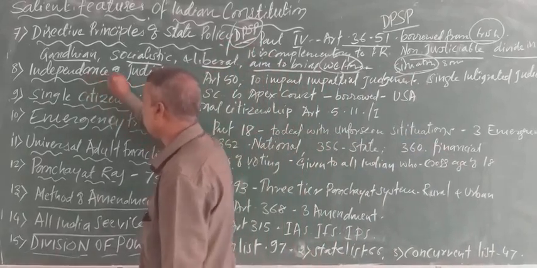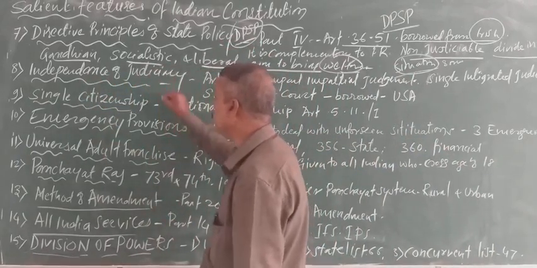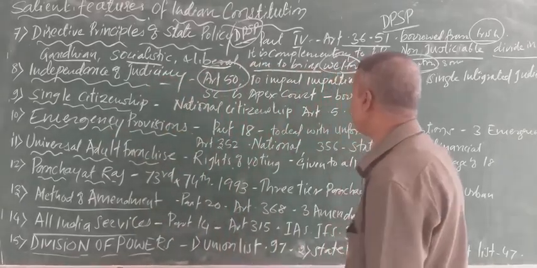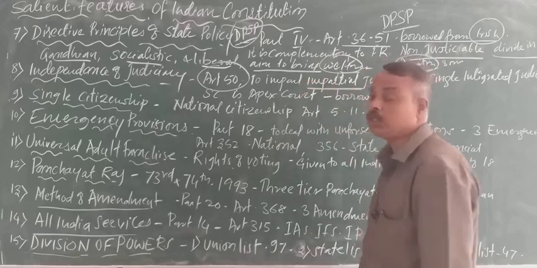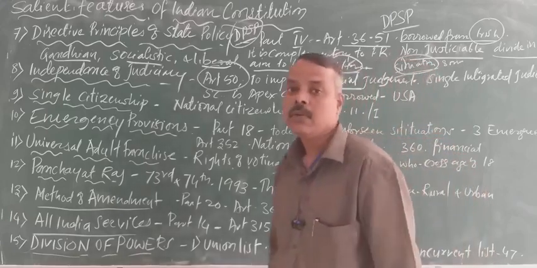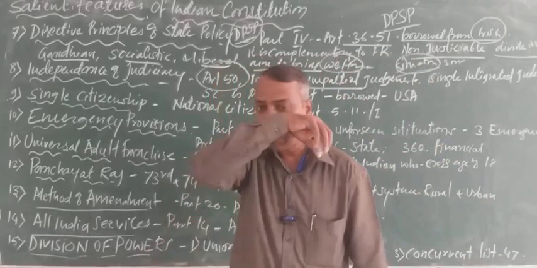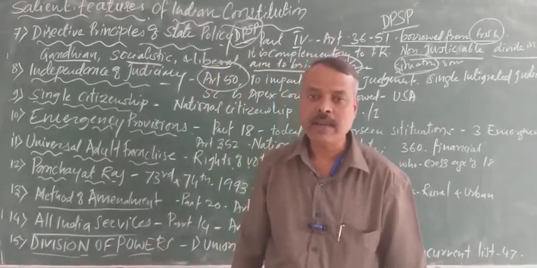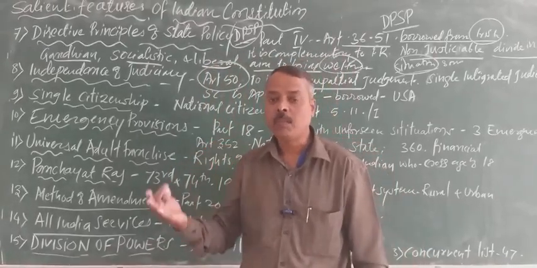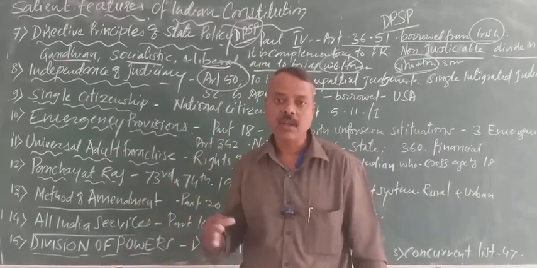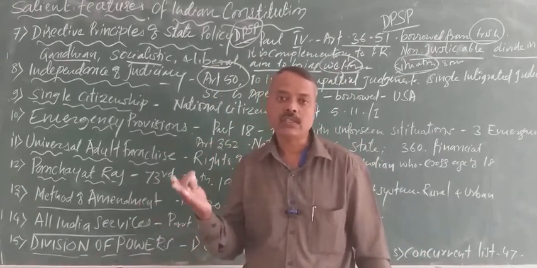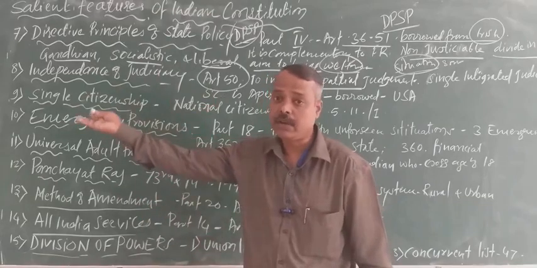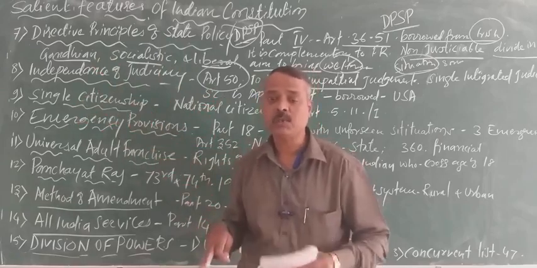Next, the eighth feature is independence of judiciary. Article 50 of Indian Constitution, with a view to impart impartial judgment, because India is a federal state. Here there is a division of power between the center and the state. So many times there may be complications between the center and the state, or state and state, or one state versus many states, or many states versus center. In this type, disputes may arise.